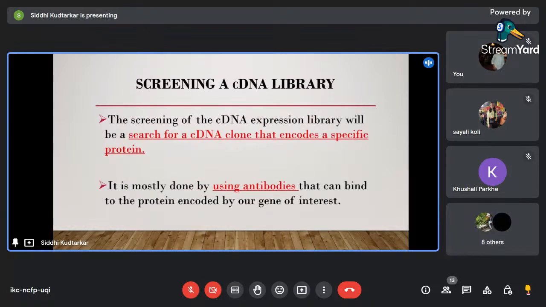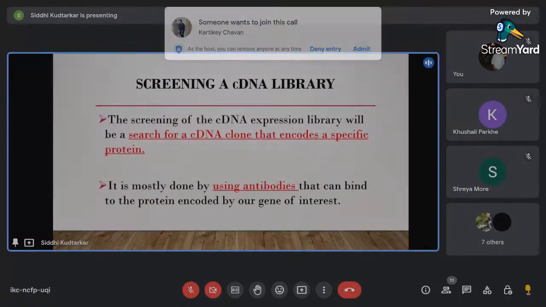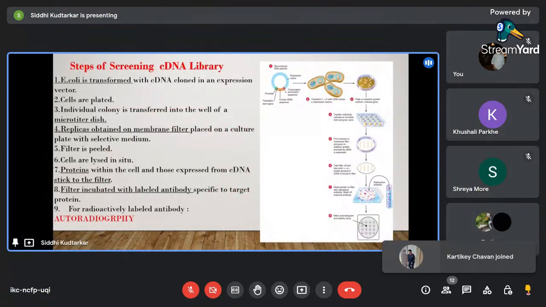So what is screening a cDNA? Basically, screening means searching for a cDNA clone which encodes a specific protein, the desired protein which we want to study. Mostly the screening is done by using antibodies which can bind to our protein of interest. So now, steps in screening a cDNA library.